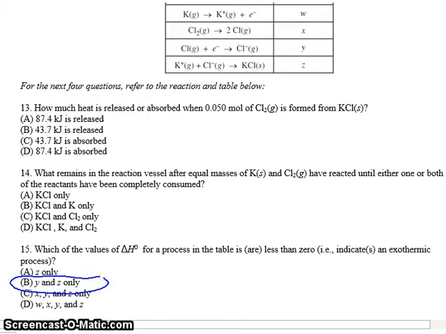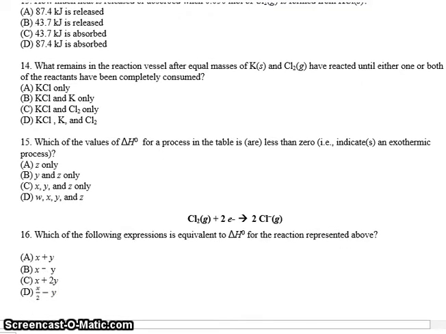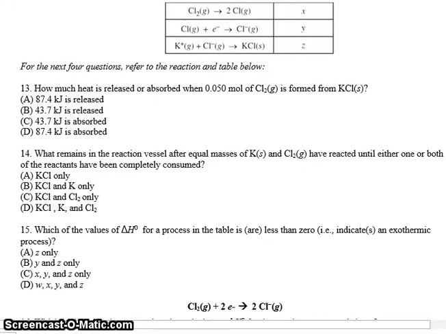Okay, let's answer the last one here, which is down below, number 16. And here it says, which of the following expressions is equivalent to delta H for the reaction represented above? So we're looking at this reaction here. And essentially they've combined a few reactions together to give us this final reaction. Let's see which they have combined. And we'll probably use Hess's law for this. So if you scroll up, take a look at some of these in the table. It looks like we have a Cl2 on the left side. That must have come from this reaction.